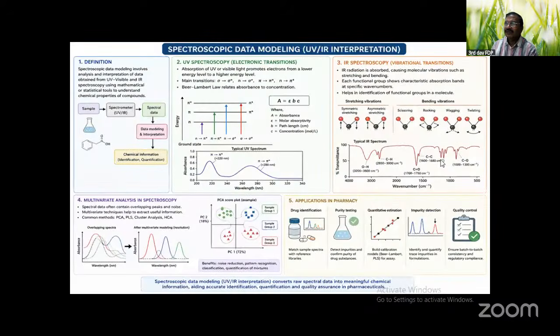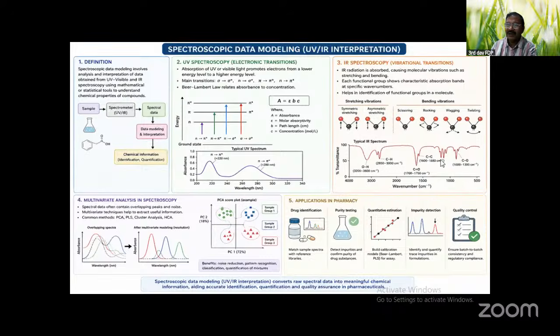This is the summary of the spectroscopic data modeling of UV IR interpretation. The first 3 points are all well known. What is spectroscopy, what is UV visible spectroscopy and its electronic transitions, what is IR spectroscopy and its vibrational transitions. And now, by using multivariate analysis in spectroscopy, the overlying spectra are converted into multivariate modeling spectra, which are individually recorded.